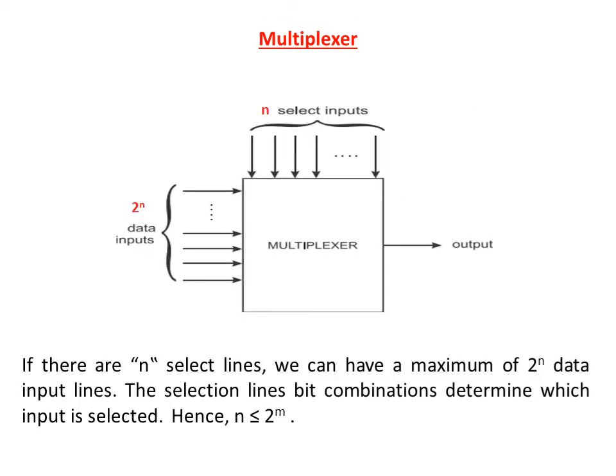This is a block diagram representation of multiplexer. Here we have 2 power n data input lines and n number of selection lines and single output. Then which input is directed to the output side is decided by the selection line combinations.